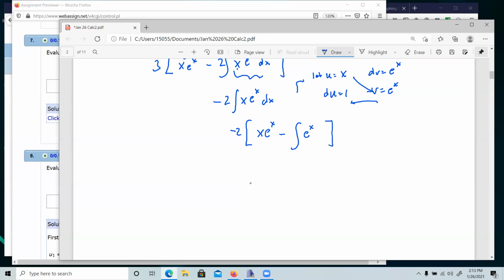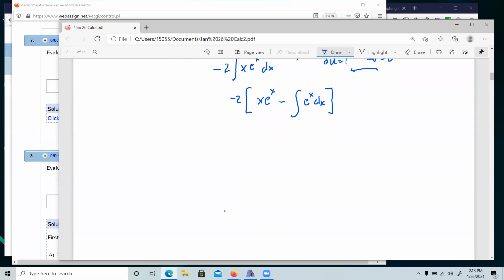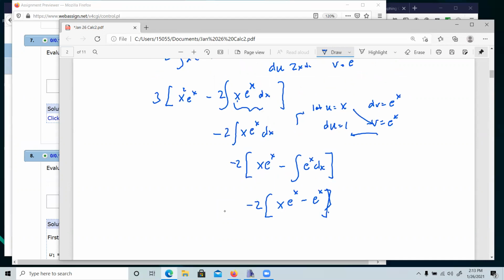Finally, an integral that I like. Okay. So this is minus 2 times x e to the x minus e to the x. So this thing fit into a bigger piece, which was 3 x squared e to the x, right?